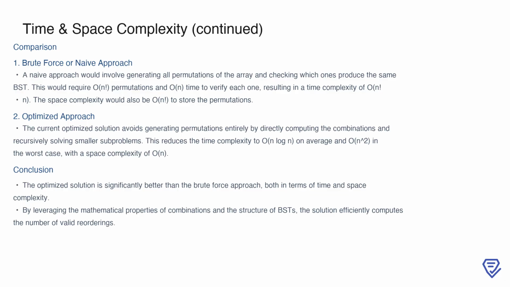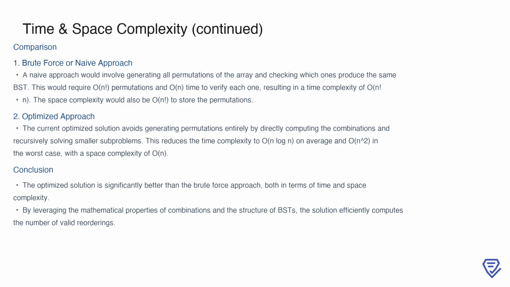Finally, let's compare this optimized solution with a brute force approach. A naive method would involve generating all permutations of the input array and checking which ones produce the same BST. This would require O(n!) permutations, and verifying each one would take O(n) time, leading to an overall time complexity of O(n * n!).